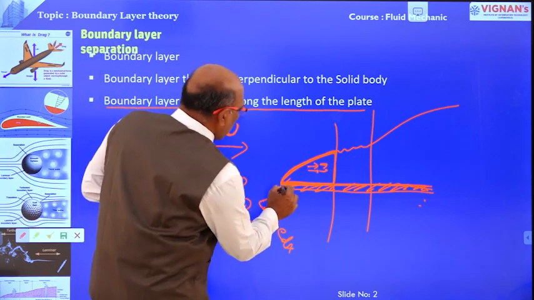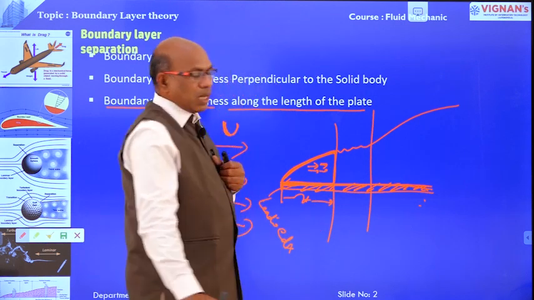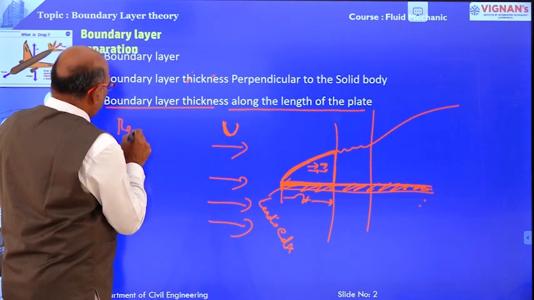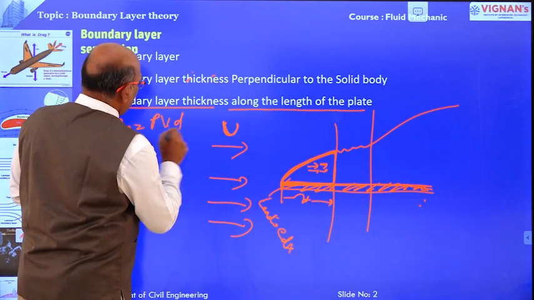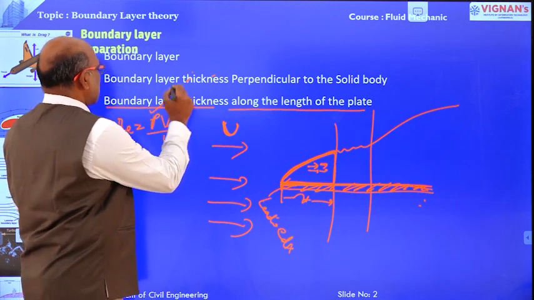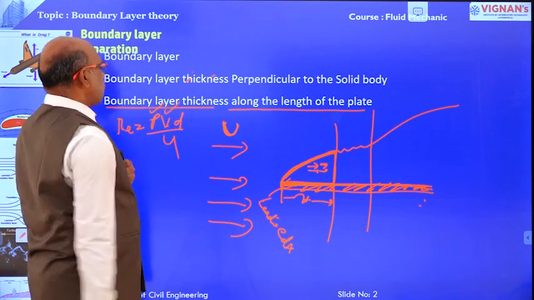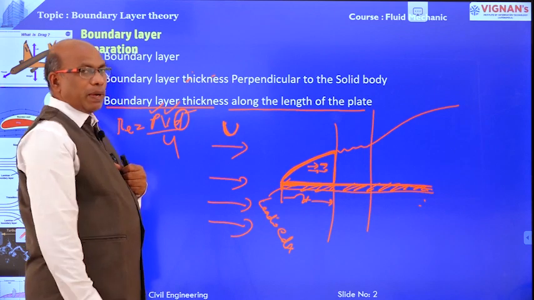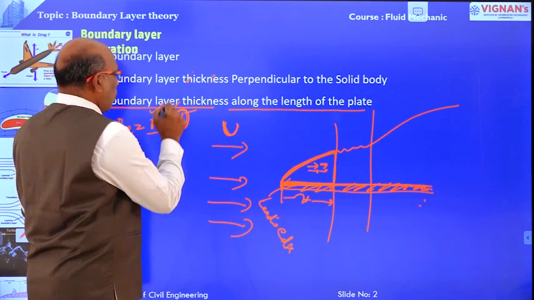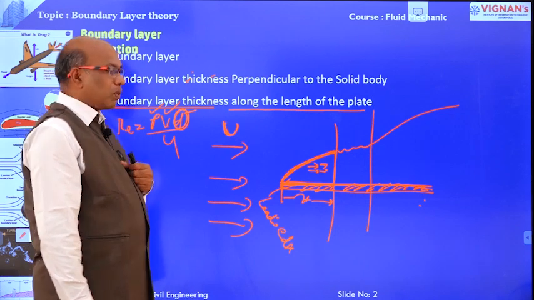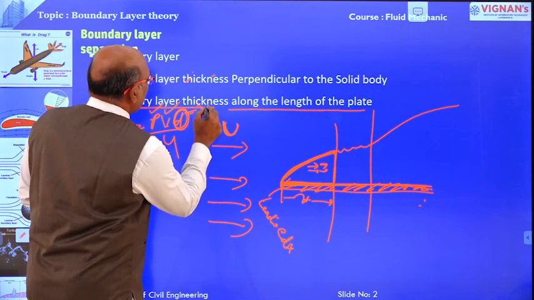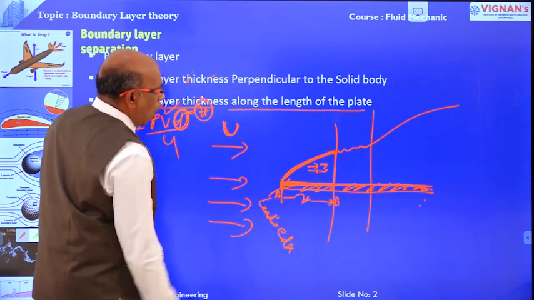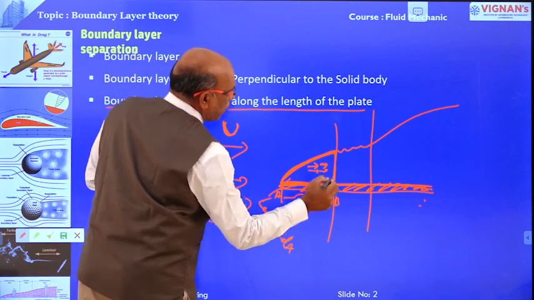The length of the laminar boundary layer zone is estimated using the Reynolds number. Reynolds number Re equals rho V d by mu. Here rho is the density of the fluid, V is the velocity of the flow, and d is the diameter of the pipe in pipe flow, whereas in open channel flow d is the hydraulic mean depth. In this case, d is x, the distance from the leading edge A to point B.